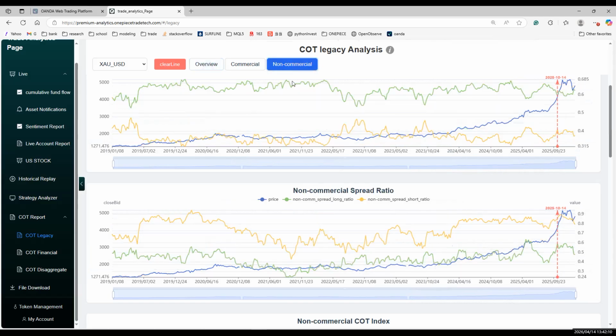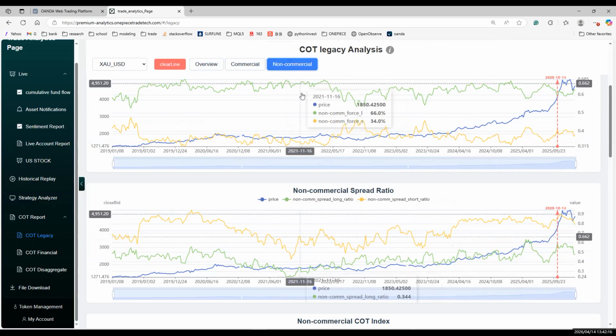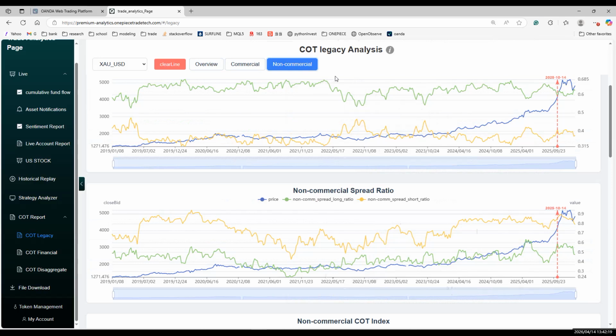And now let's look at the non-commercial category, as these groups mostly follow the market development. Let's see. First of all, most retail investors and hedge funds, their behavior is quite close to the non-commercials, as we all look for profit from trading itself.